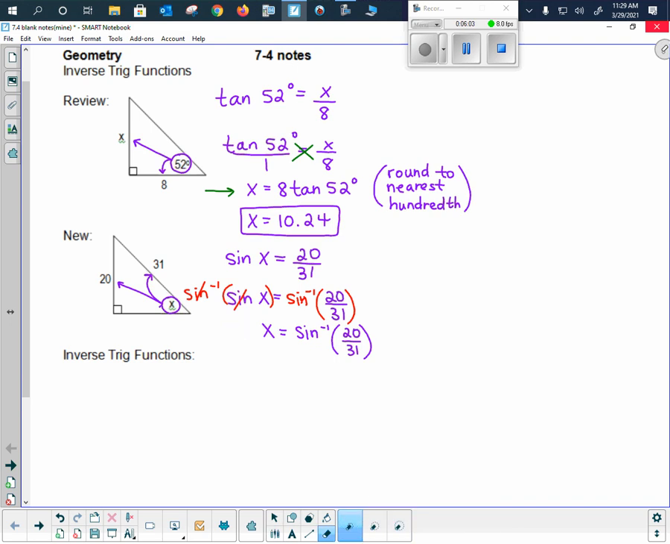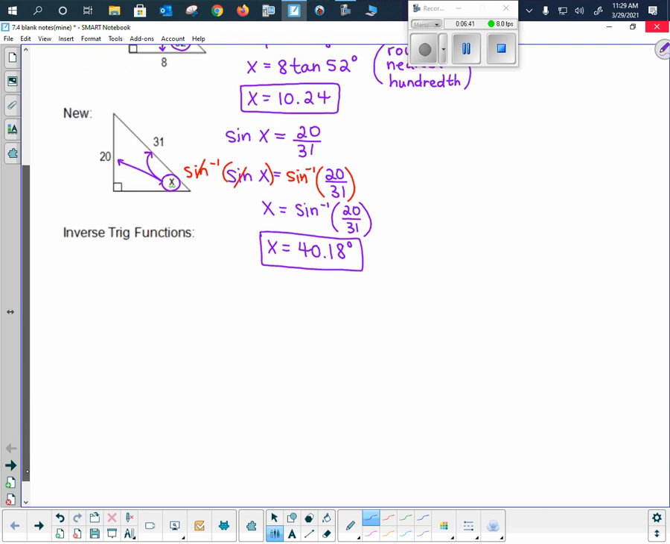Okay? So now when you type that into your calculator, you will do x equals arc sine. We've seen where the parentheses are. 20 divided by 31. End the parentheses, and most of you will have to push enter. Okay, again, we're rounding to the nearest hundredth. You should get 40.18. And remember to look what this is. You know this is an angle you're finding, and therefore the unit is degrees. So 40.18 degrees.